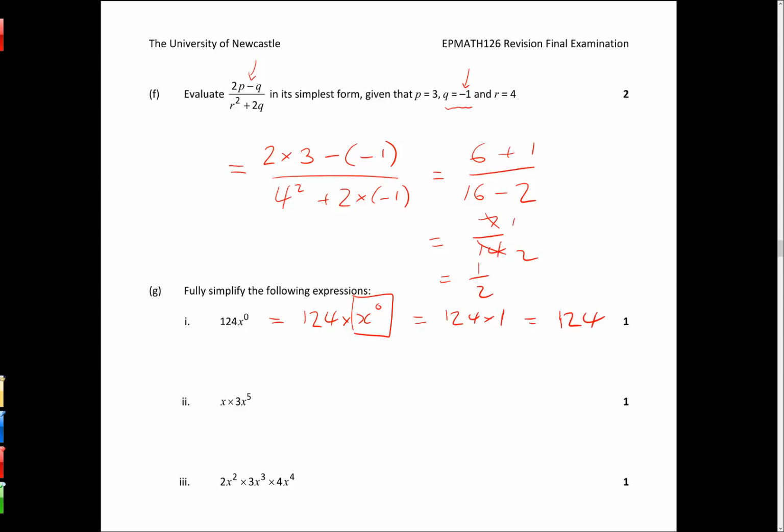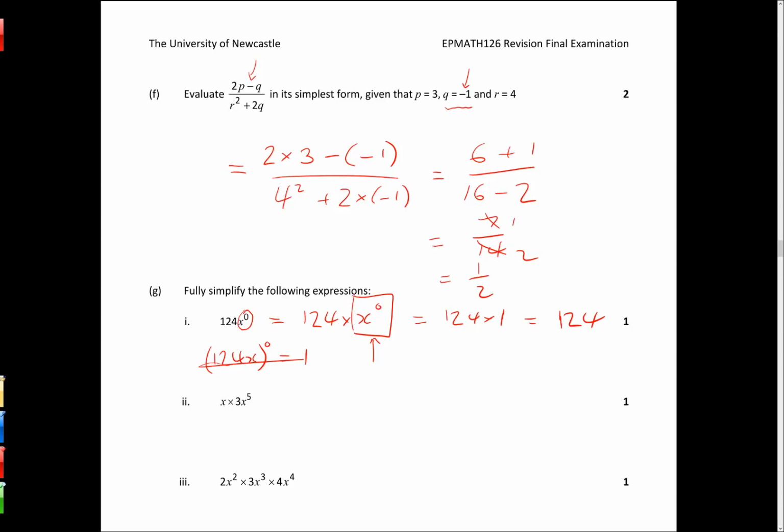The trap answer would be thinking, well, anything to the naught is 1, so the answer is 1. But that power is only referring to the x. The question was not 124x in brackets to the naught. That's a different question, and that would be 1, because anything to the naught is 1. But I've got to do this power before I do this times. Just be careful, is the bracket there or not? That proper question just says, what's 124 times 1? Well, it's 124.